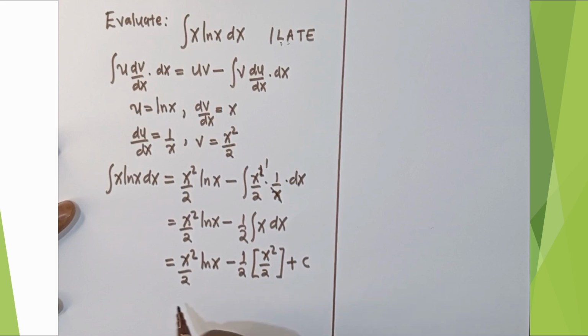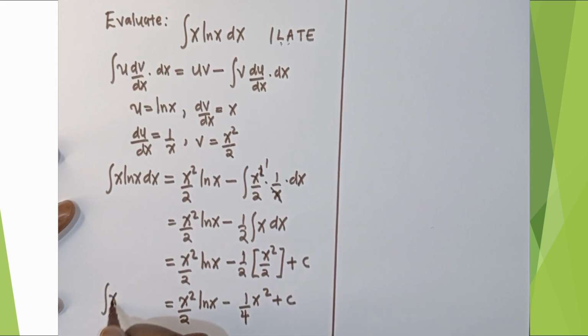Now simplifying this, we can have it as x squared out of 2 ln of x minus 1 out of 4 x squared plus c, and this is the integral of x ln x dx. Now you can go ahead to simplify this.